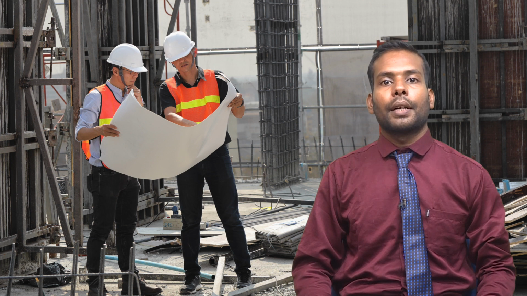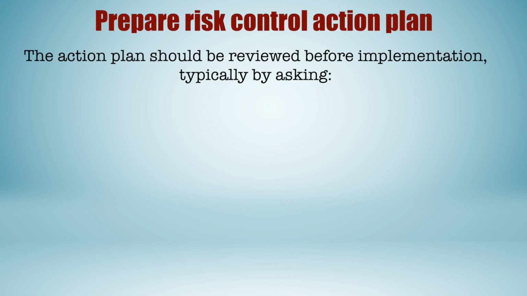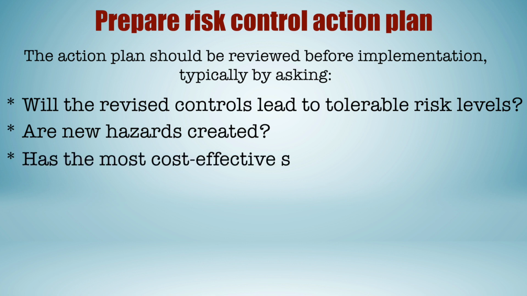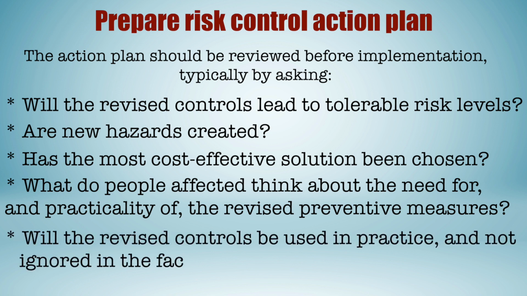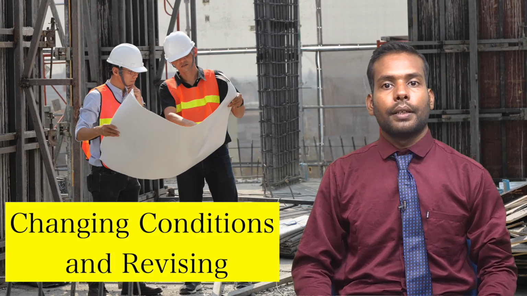Let us discuss preparing the risk control action plan. The action plan should be reviewed before implementation, typically by asking: will the revised controls lead to a tolerable risk level? Are new hazards created? Has the most cost-effective solution been chosen? What do people affected think about the need for and practicality of the preventive measures? Will the revised controls be used in practice and not ignored in a crisis, for example pressure to get the job done?